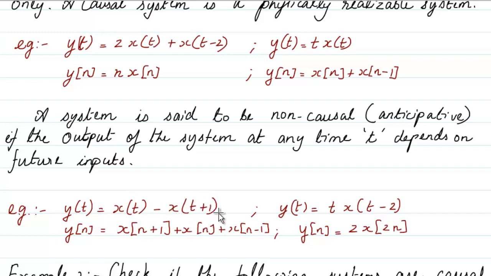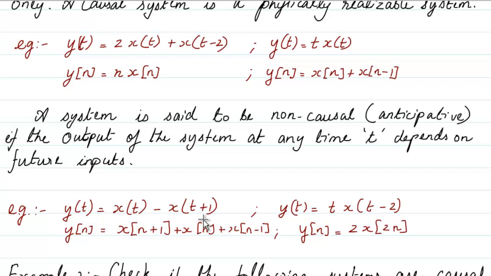That means you cannot find out the input that is going to be exactly coming at the next instant of time. So an output based on that is basically a non-causal system. So any system whose output depends on future values of input is a non-causal system. It is also called an anticipative system.